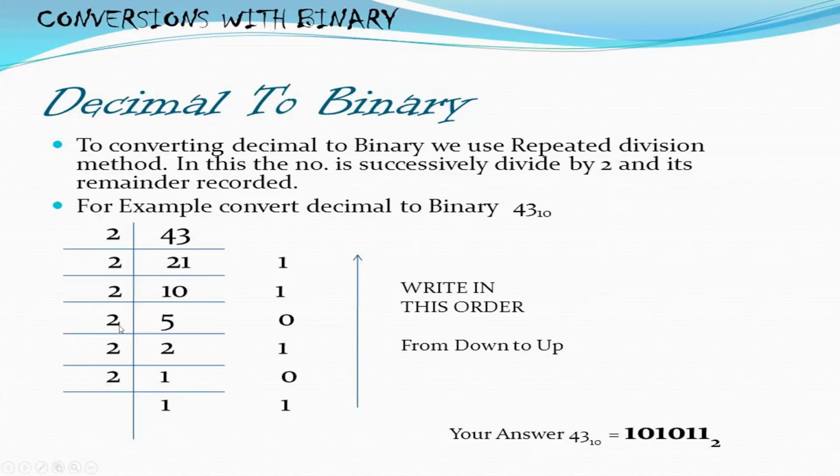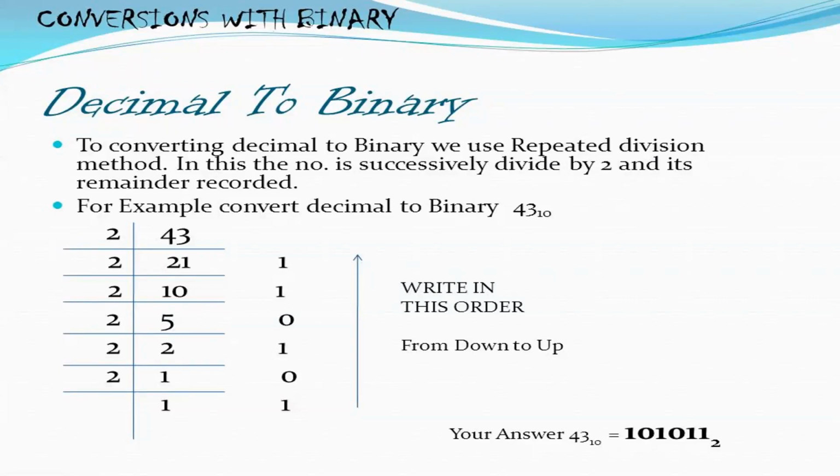Divide this 5 by 2, the quotient is 2, the remainder is 1. Divide 2 by 2, quotient is 1, the remainder is 0. Okay, I said the quotient is 1 and the remainder is 0. Now what we are going to do is stop the division here. Why? Because now I have got a number which is less than 2 and it cannot be further divided.